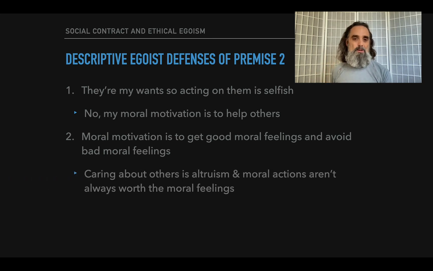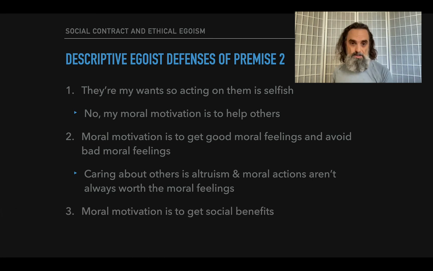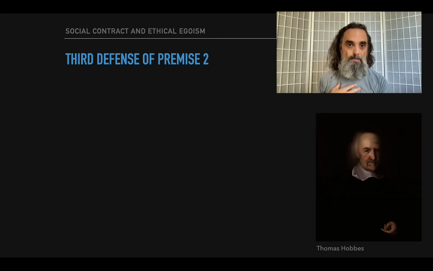And we saw that this is not such a plausible line. Insofar as you care about other people, that itself is an altruistic orientation. And also, when people sacrifice themselves in different ways or sacrifice their interests, they may be getting some good moral feeling out of it and avoiding some bad moral feeling, but it's still overall a cost to them. And so even though they may be getting some benefit or avoiding some cost in terms of moral feeling, the action is still altruistic because the cost to them is greater than the benefits provided by the moral feelings. And so the third defense of this descriptive egoist premise is that the reason why we have these moral motivations, it looks like it's to benefit others, but actually it's to benefit ourselves, to get benefits from society for us. And that's what we'll be focused on.